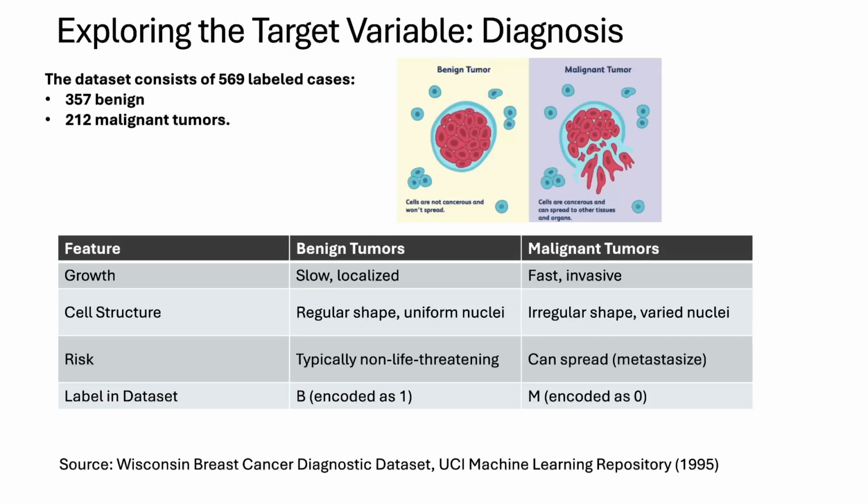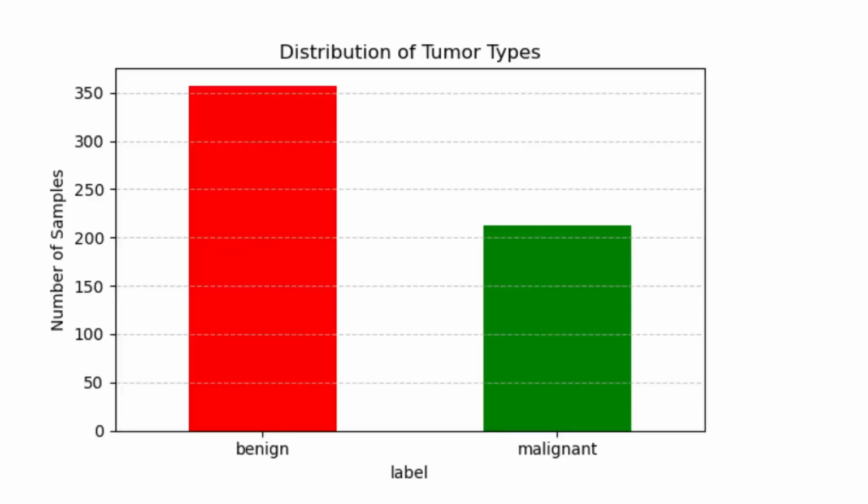Benign tumors are localized and non-life-threatening, while malignant can spread rapidly. We encode them as 1 and 0 respectively. Here is a proportion of tumor types showing more benign than malignant cases.